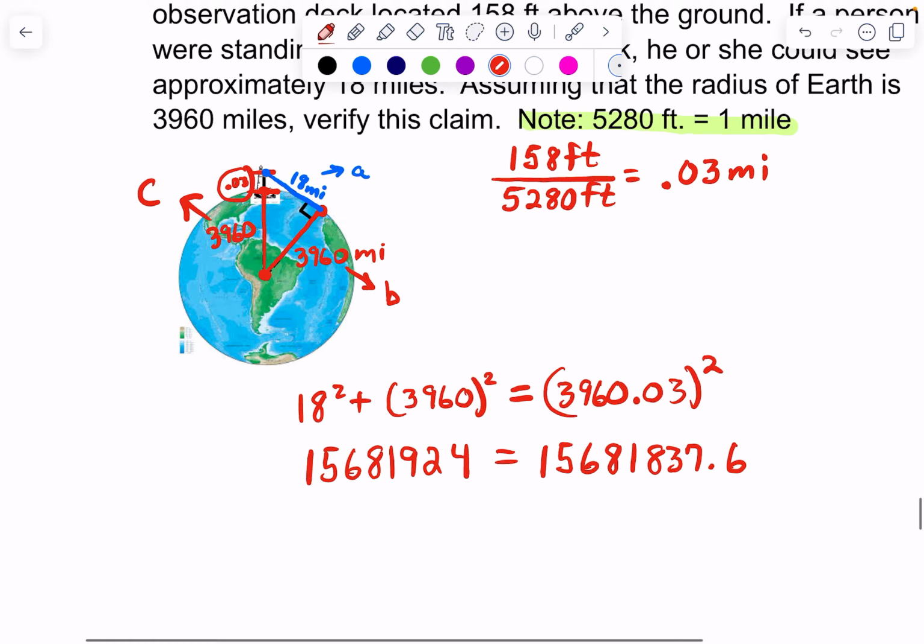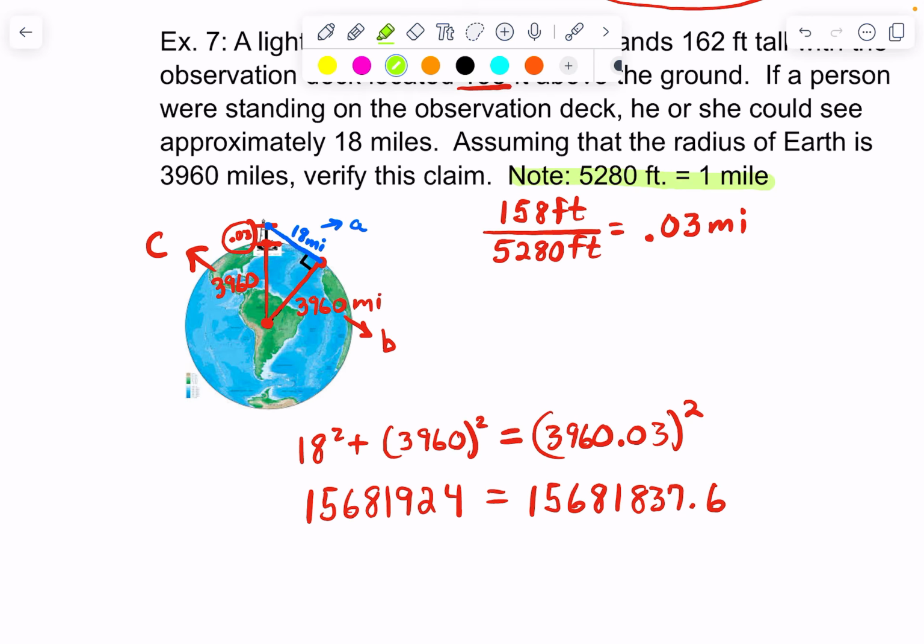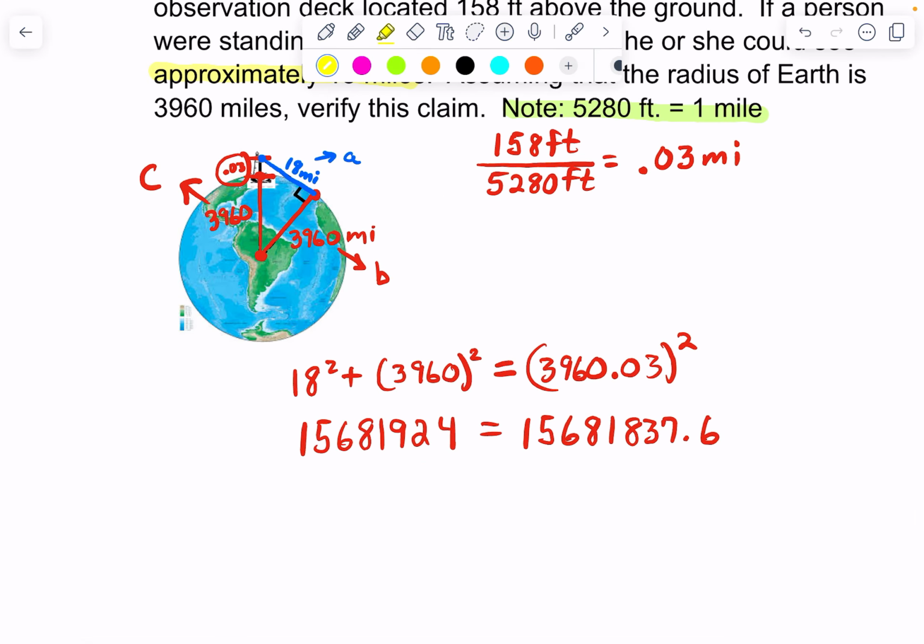So they did say that you could see approximately 18 miles. So this is approximately equal. So yes, that claim is valid.